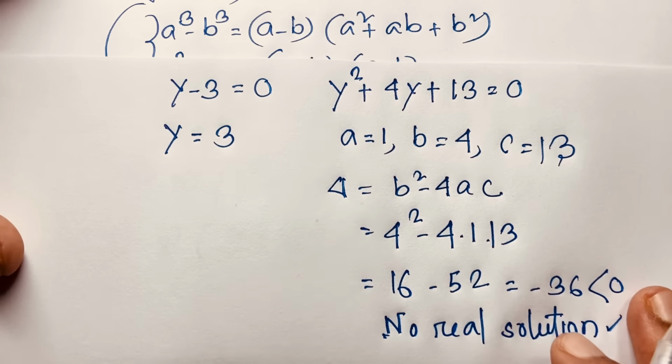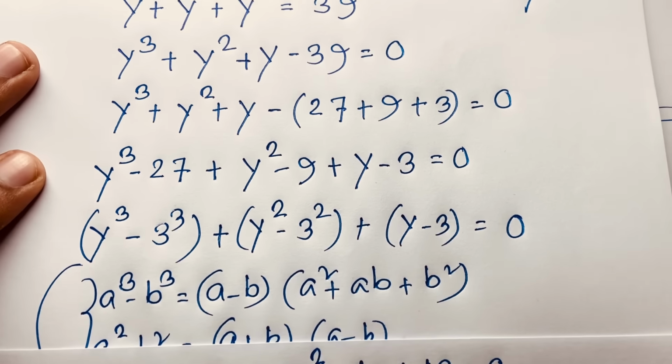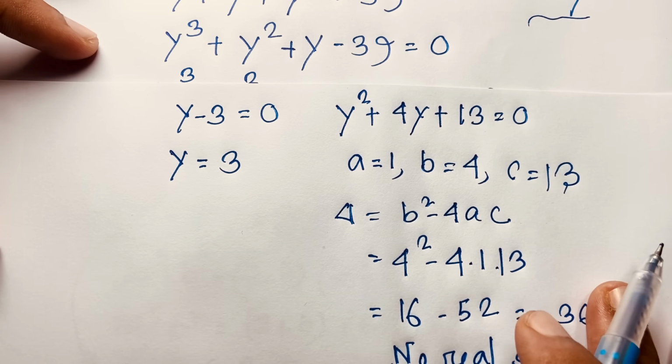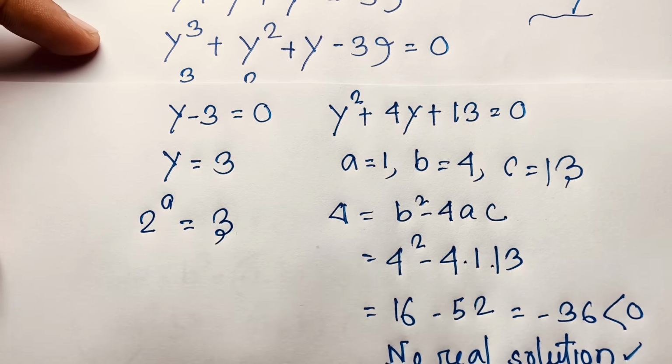Now here y is equal to 3. So remember, or recall, y is equal to 2 to the power a. Here y is equal to 2 to the power a. So I put this value here, y is equal to 2 to the power a is equal to 3. Now a is equal to what?